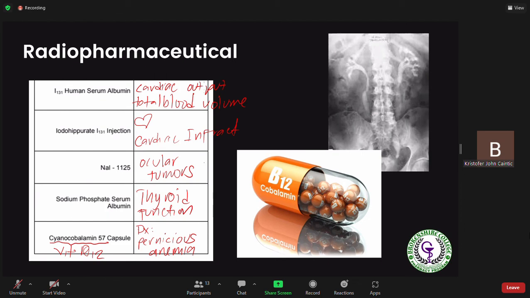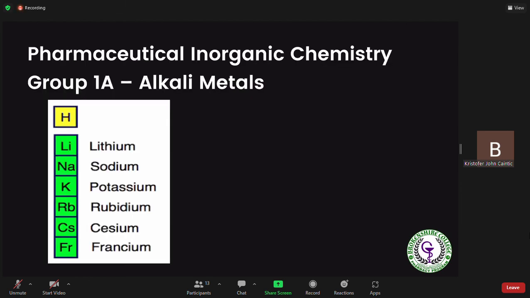So we're done now with the different preliminary topics. We will now go into our official discussion, which is the different elements found in the periodic table. We will start first with group 1A, also known as your alkali metals, except for hydrogen, because hydrogen is a non-metal. So we have lithium, sodium, potassium, rubidium, cesium, and francium.